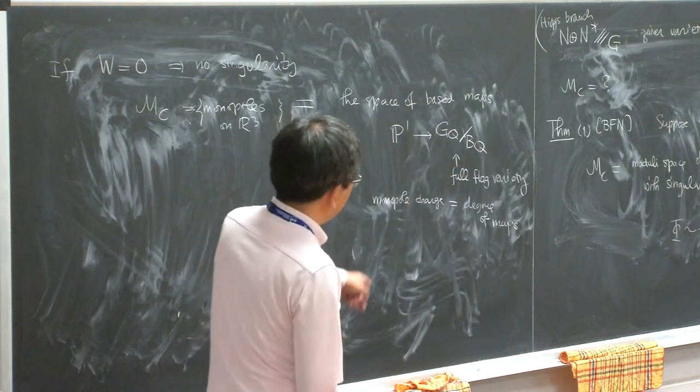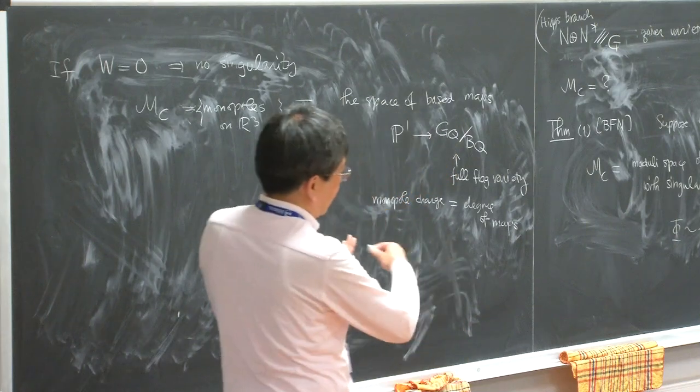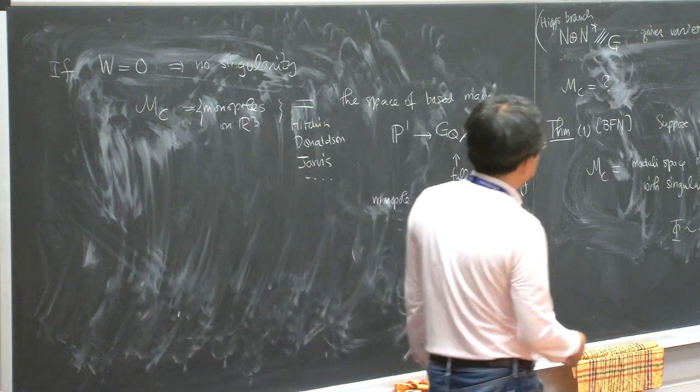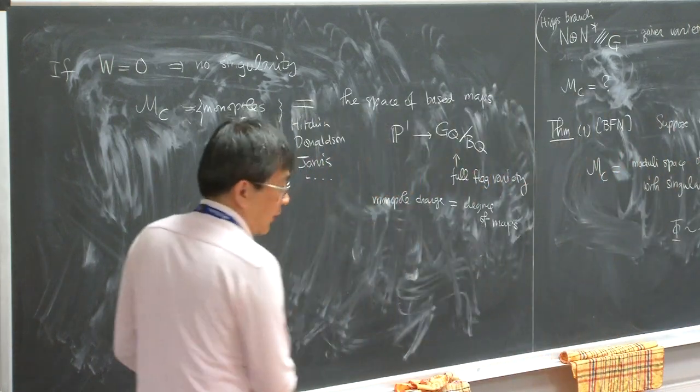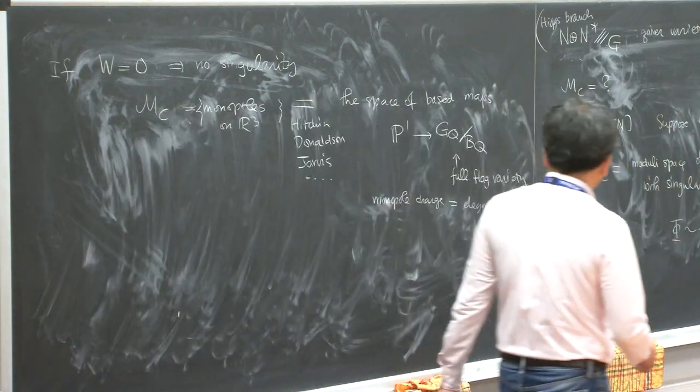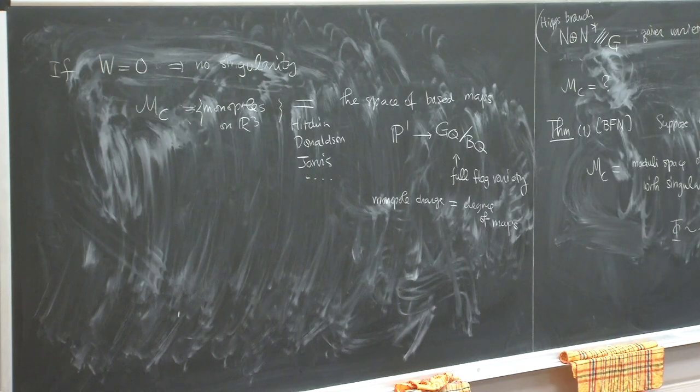So the second cohomology of the flag variety is Z to the n, where n is the rank, which is just the number of vertices of the quiver. So the dimension of V_i can be regarded as the charge.